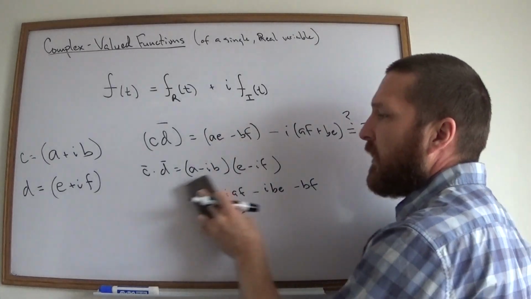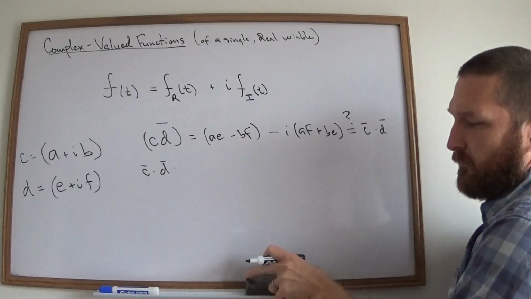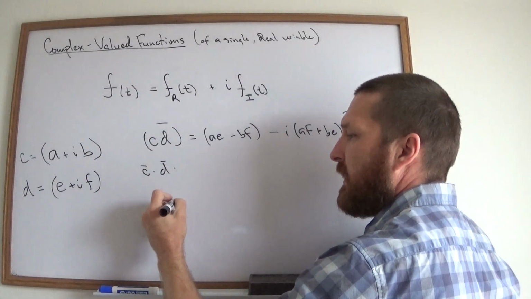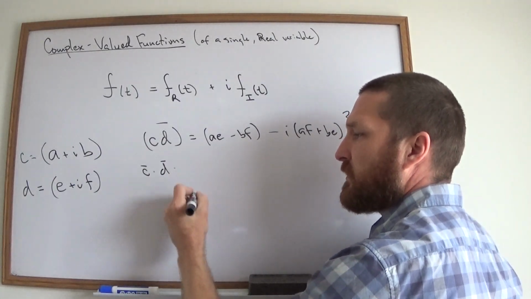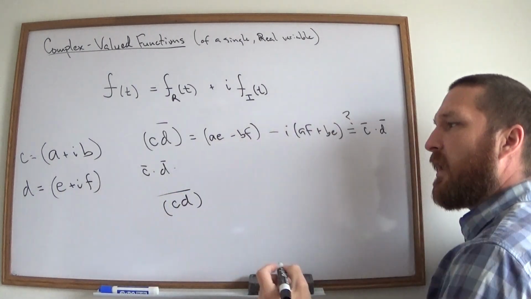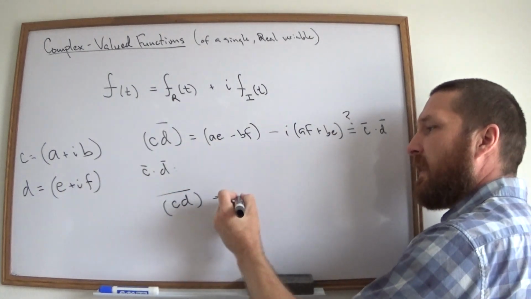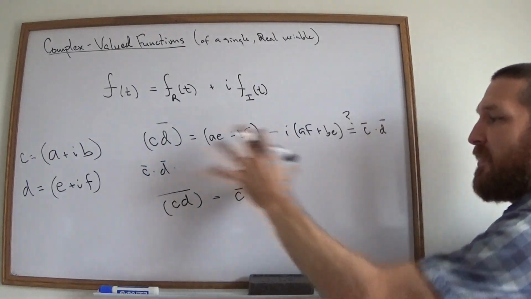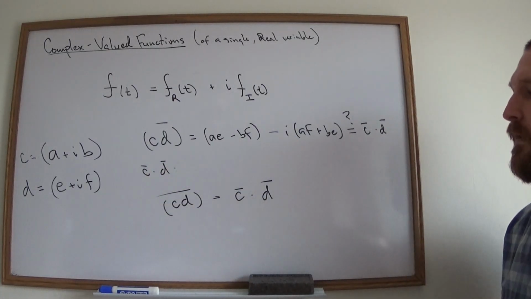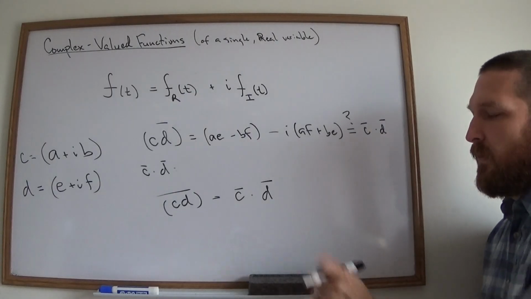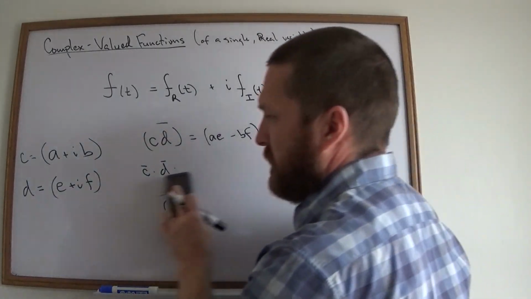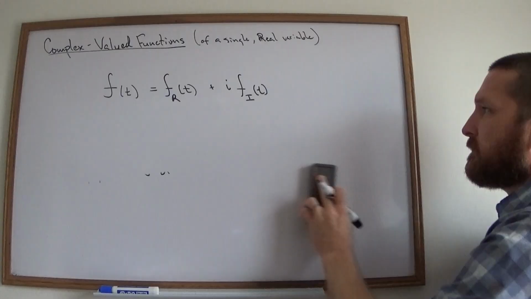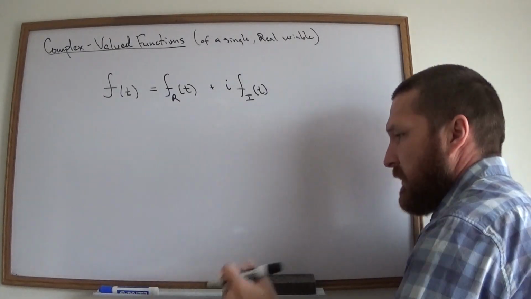When it comes to complex numbers, if I have two complex numbers, multiply them together, and then take the conjugate, it's the same thing as if I took the conjugates of each and then multiplied them together.